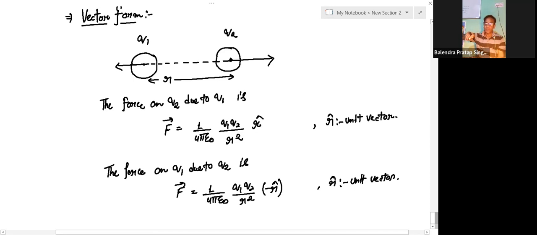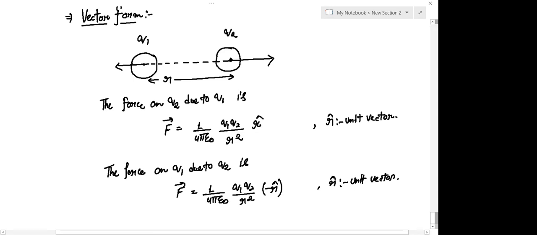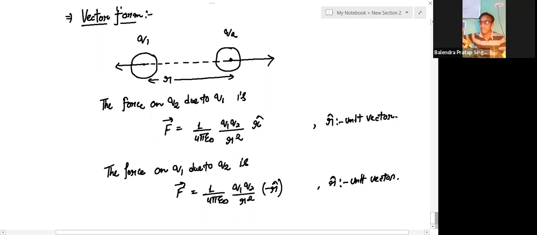Okay, so what we learned is the Coulomb force. The Coulomb force is very much similar to gravitational force, but remember it's not equal to gravitational force, because Coulomb electric forces are stronger, even 10 raised to the power 32 times stronger than gravitational force.